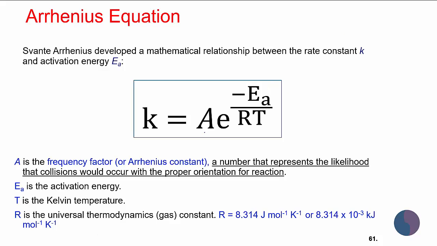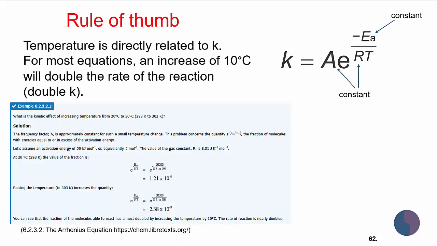its equations. So that's an Arrhenius factor, a common factor. It's the likelihood that collisions would occur at the proper orientation for a reaction. Probably learn that as a definition. Activation energy, temperature, gas constant. In your syllabus, it does want you to know that the rate constant is directly related to temperature.